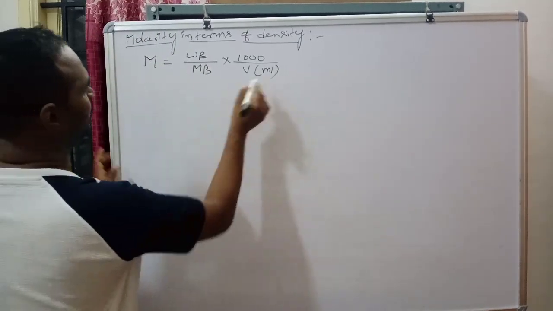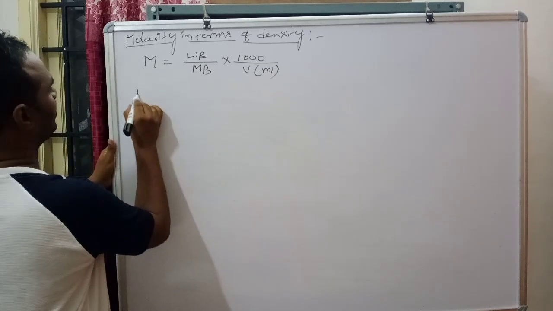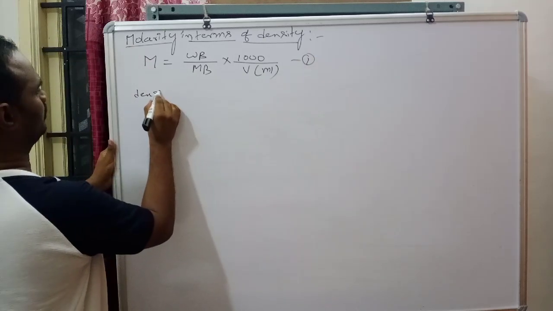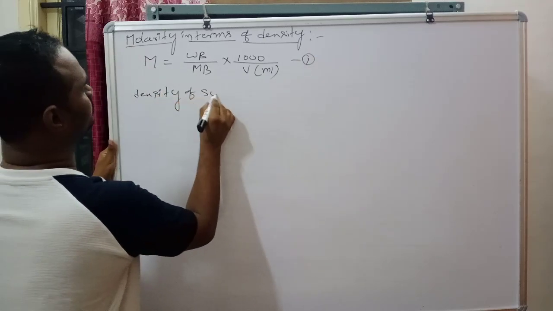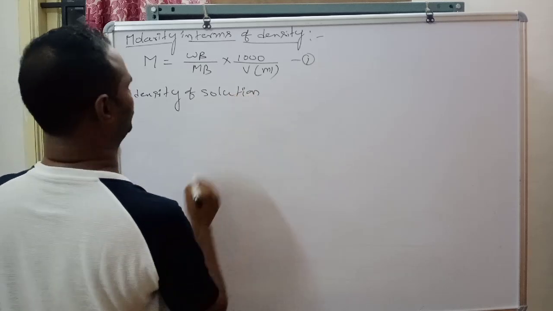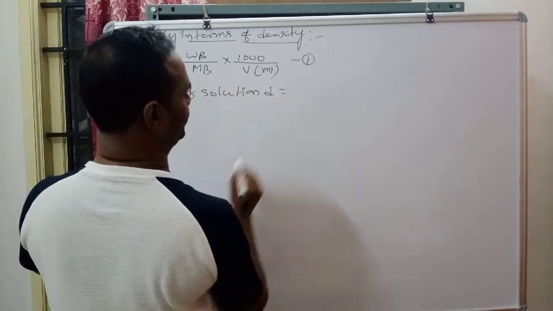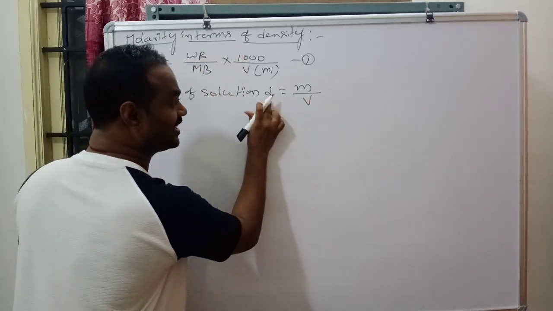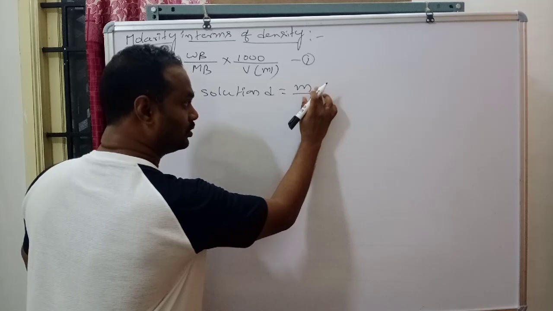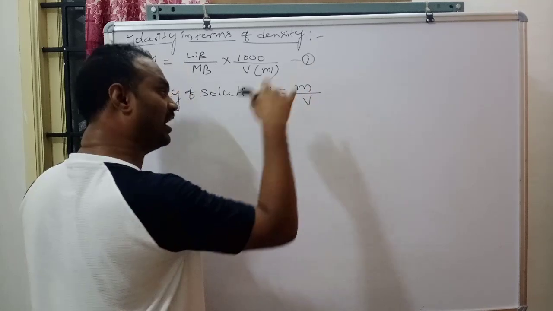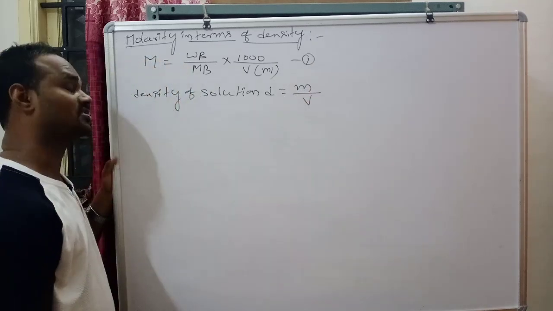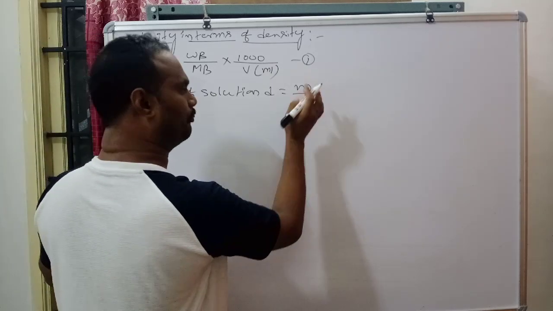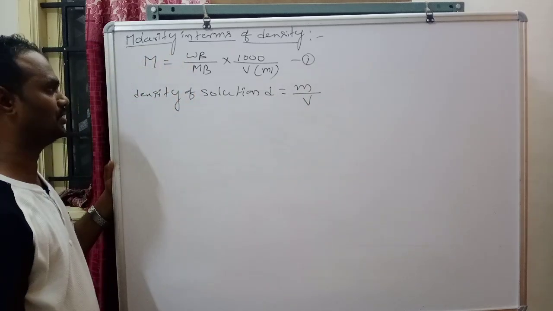Now you come to here, density of solution. This is considered as equation 1. Density of solution, D, is equal to mass per unit volume. Density of solution is equal to mass of solution by volume of the solution, where mass of solution means the sum of the mass of solute plus solvent.